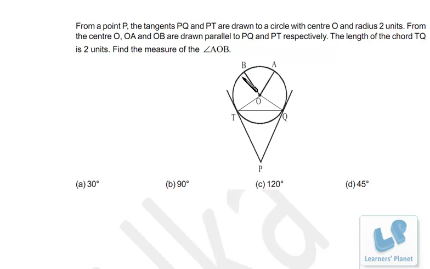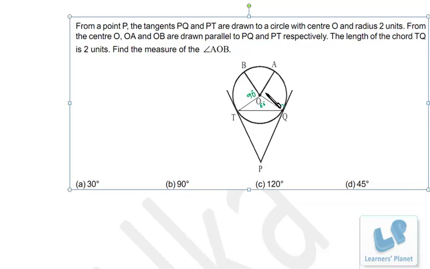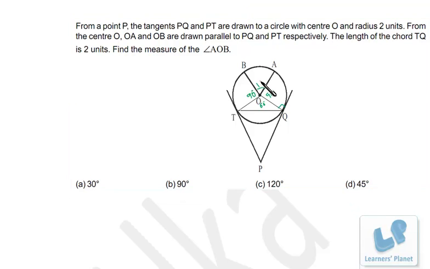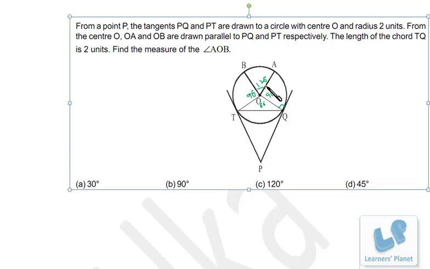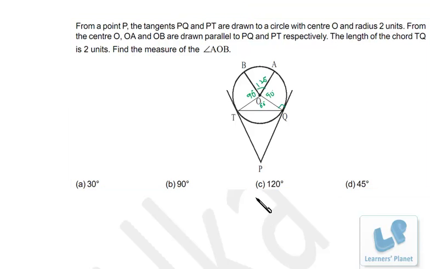Now since this line is parallel to this line, the sum of interior angles is 180. So if it is 90, it has to be 90, right? So this is 90, this is 60. Similarly, this is 90, so it must be 90. So 90 and 90 is 180, plus 60 is 240. That means the remaining 120 is the angle AOB, right? A very simple problem, friends. I hope you are clear.